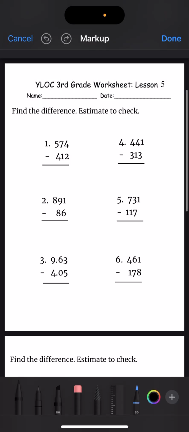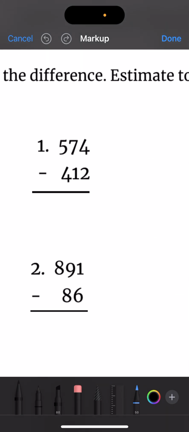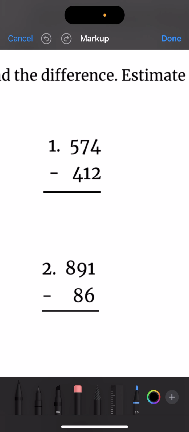Let's get started. Find the difference, estimate to check. Okay, so number one we have 574 minus 412. So we're gonna go 4 minus 2, which is 2. 7 minus 1 is 6. 5 minus 4 is 1.